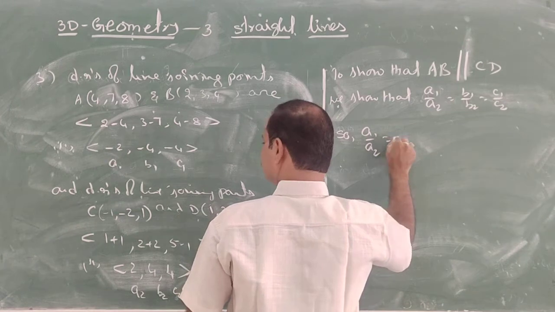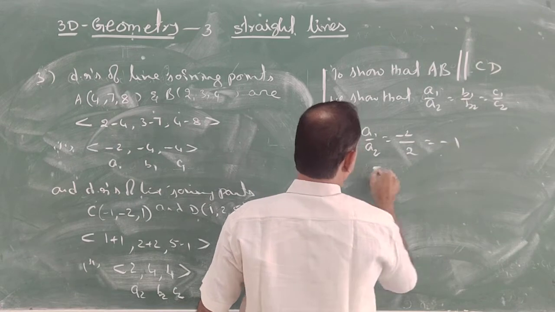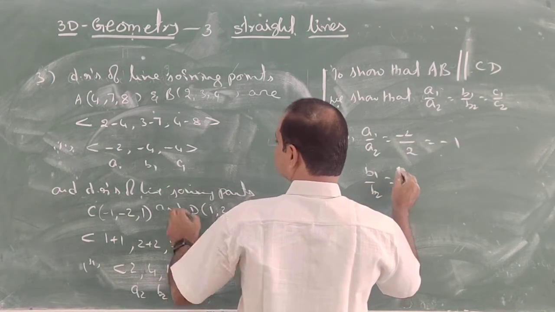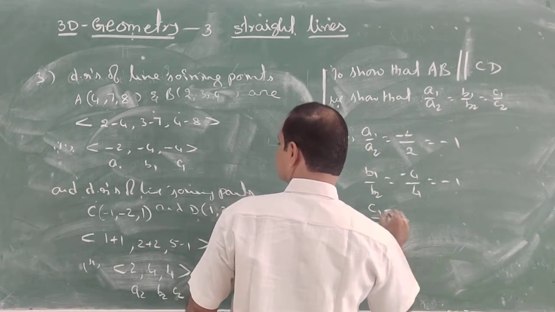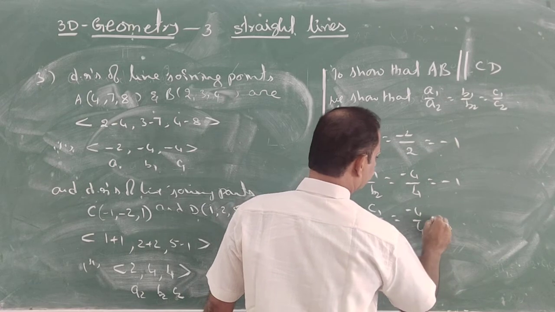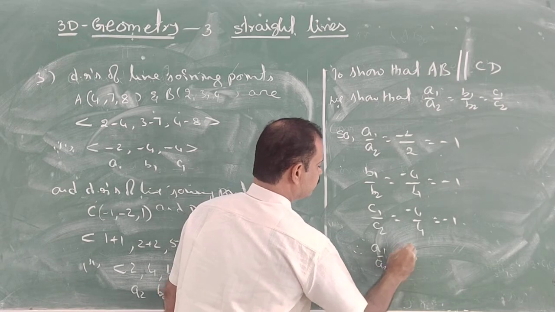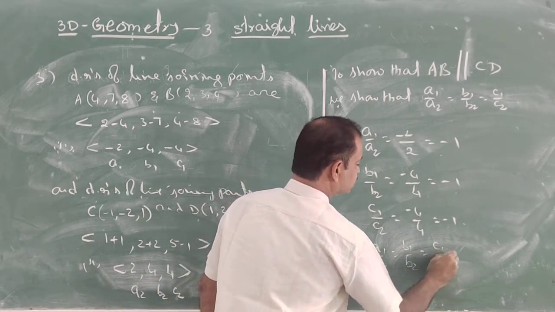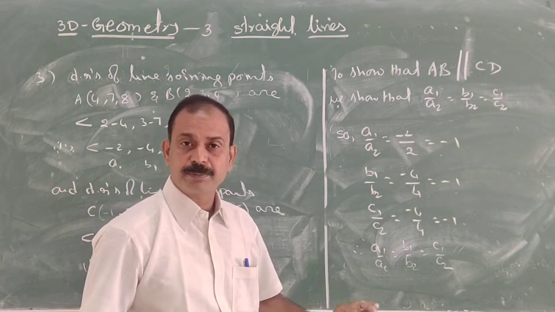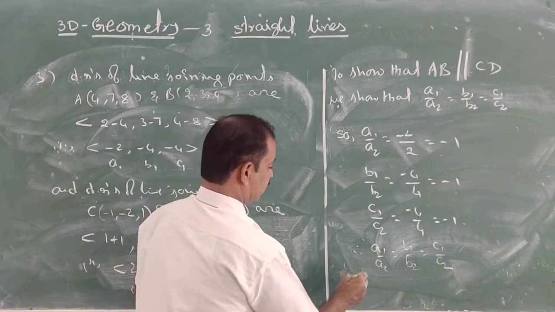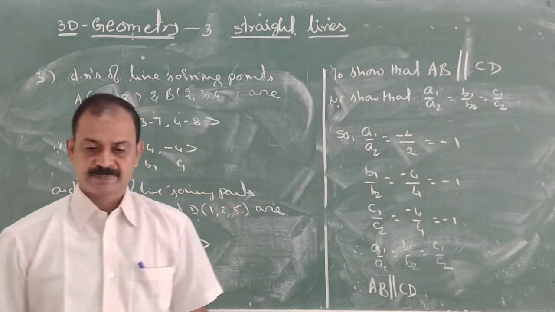A1 by A2 is equal to -2 by 2 is equal to -1. B1 by B2 is equal to -4 by 4 is equal to -1. C1 by C2 is equal to -4 by 4 is equal to -1. Therefore, A1 by A2 is equal to B1 by B2 is equal to C1 by C2. When the ratios of the corresponding components are in the same proportion, then those two lines are parallel. Therefore, AB is parallel to CD.